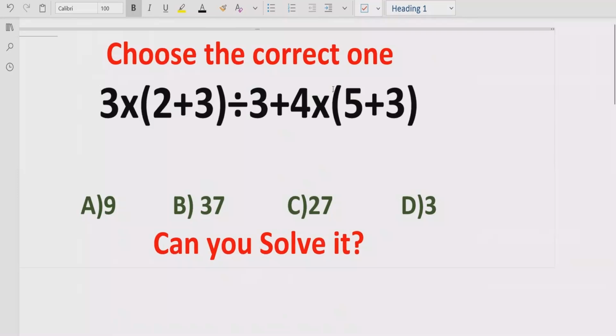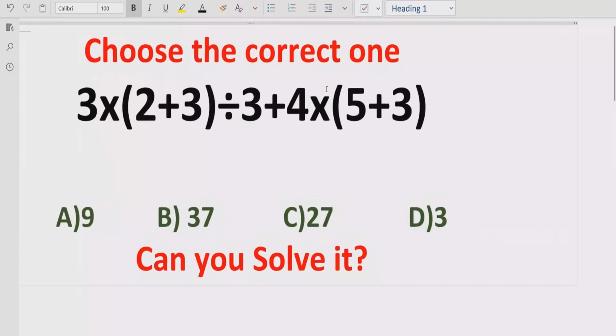Today we will solve another quiz which is related to arithmetic expression. The quiz contains the basic operations: plus, multiplication and division. So we have to solve this quiz using the PEMDAS and BODMAS method and find out the correct answer. In the answer list we have 4 answers: 9, 37, 27 and 3. So let's see after solving it which answer is correct.